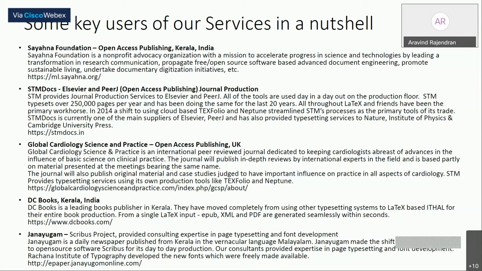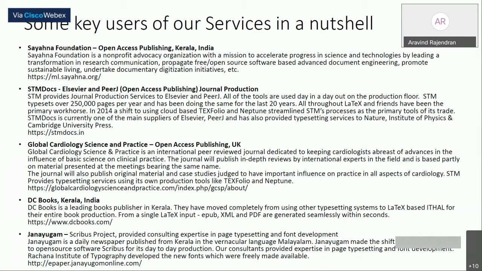The other key user of our tool is DC Books. DC Books is a leading publisher in Kerala. Earlier they were using proprietary tools like Adobe and so on, and from that they have moved into using the LaTeX-based system, which is Ether. This single tool is now doing all of their book production work. It generates EPUB, XML, PDF, all seamlessly within seconds from a single input. So they have completely moved to using LaTeX.